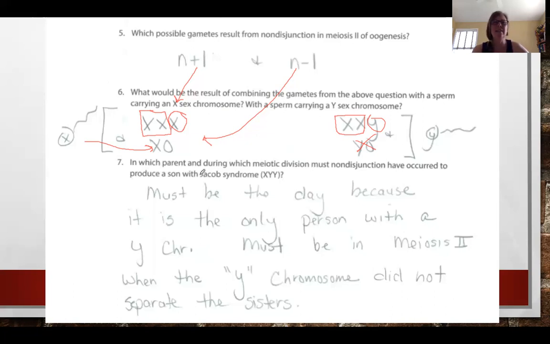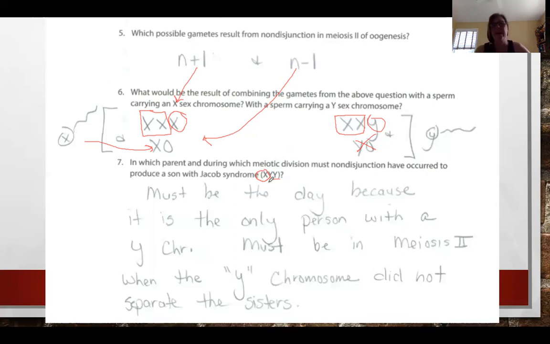And then it asks in which parent during the meiotic division must non-disjunction have occurred to produce an XYY, a Jacobs syndrome. So again, that X would be from mom, okay, in this case. And we got the 2 Y's, okay? So we could have the X and Y from dad if we had non-disjunction in meiosis 1, but the problem we would have is, well, where did the other Y chromosome come from, right? We know it can only come from dad. So where did the extra Y come from?